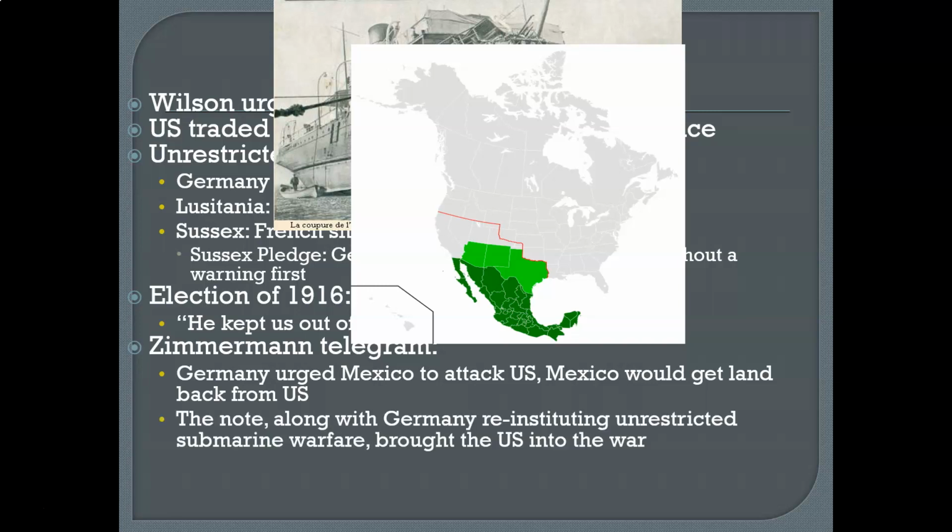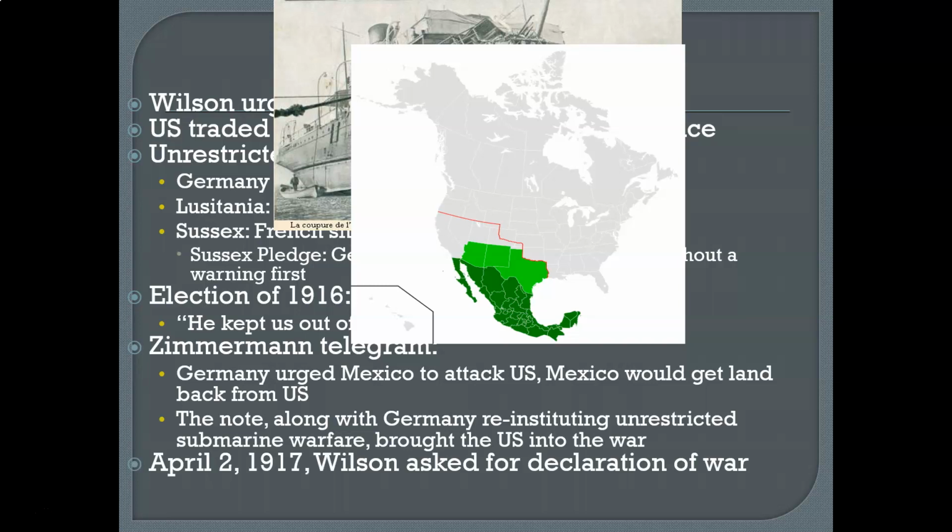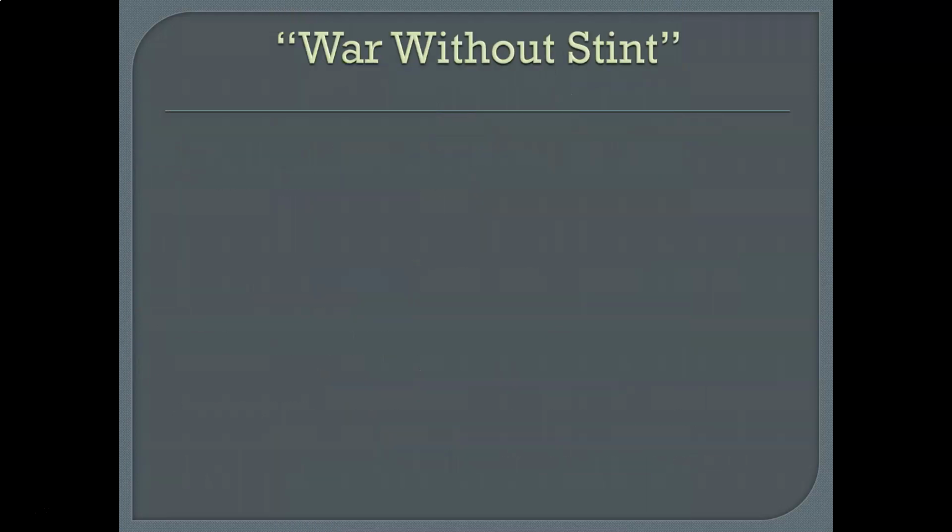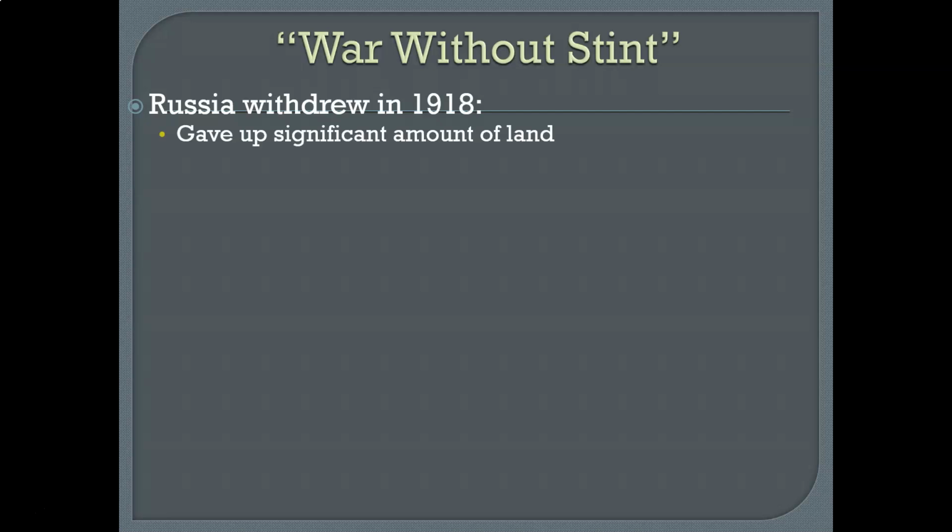The note, along with Germany reinstituting unrestricted submarine warfare, brought the U.S. into the war. So essentially, Germany pledges it's not going to do anything, then turns right around. On April 2nd of 1917, Wilson asked for the declaration of war, and the United States is involved.